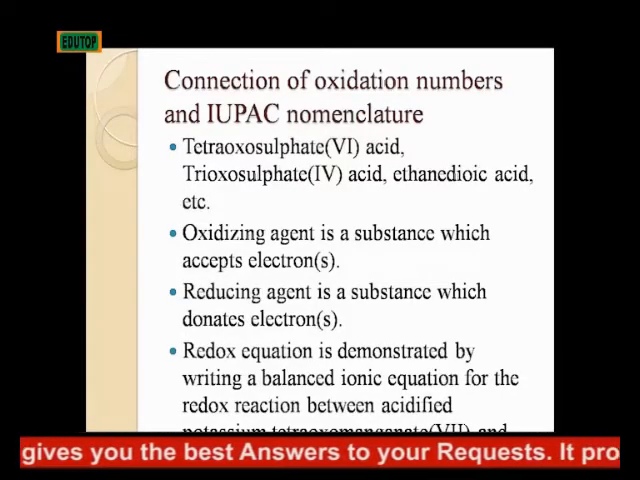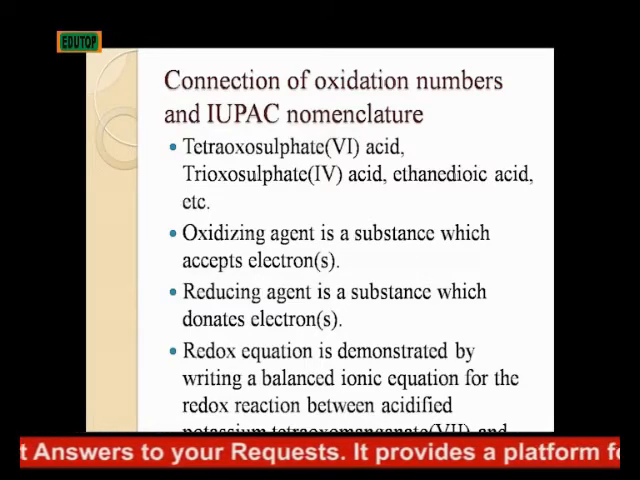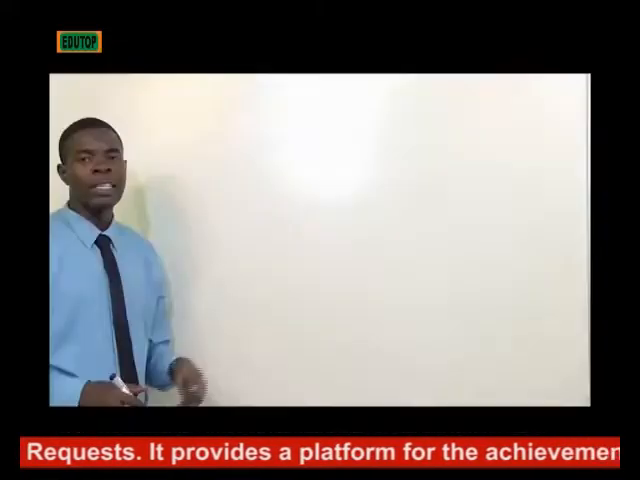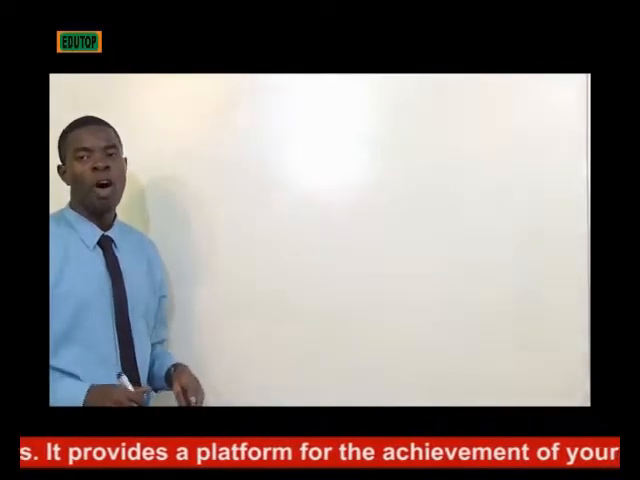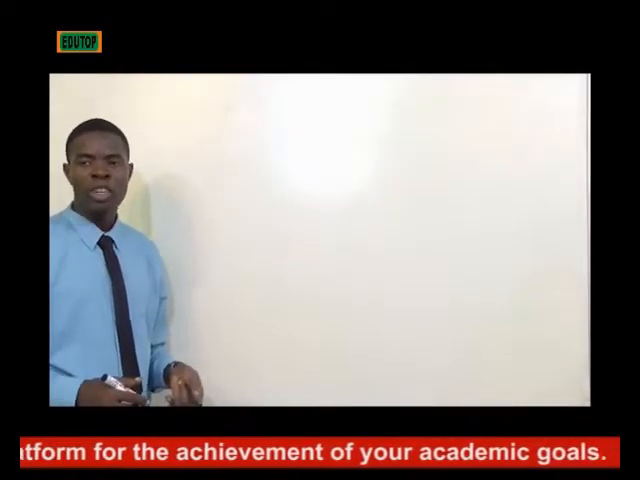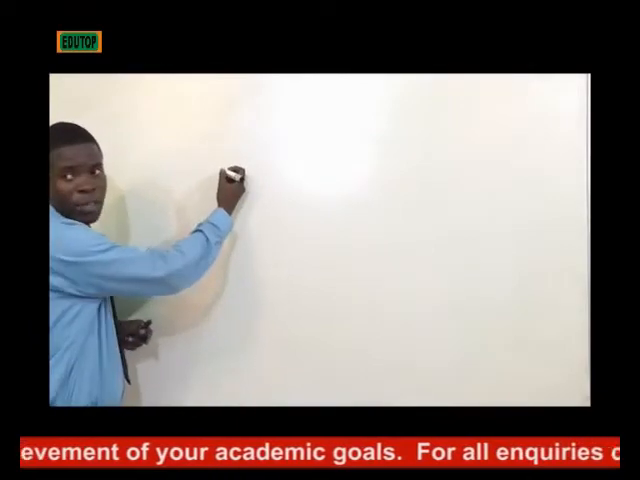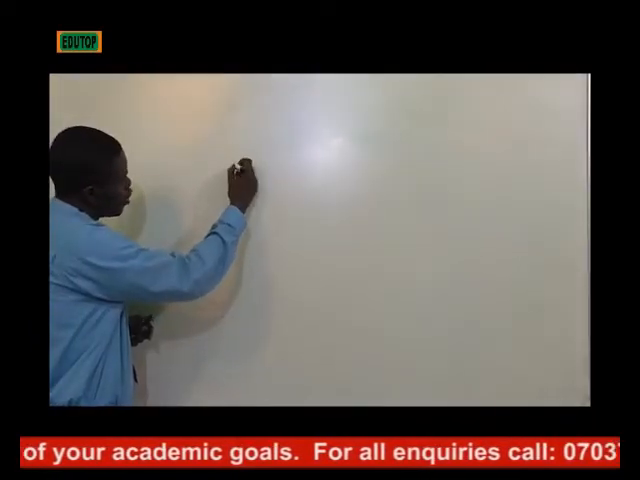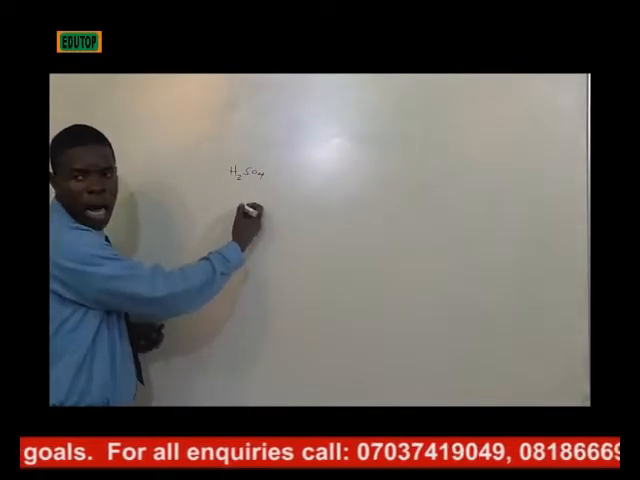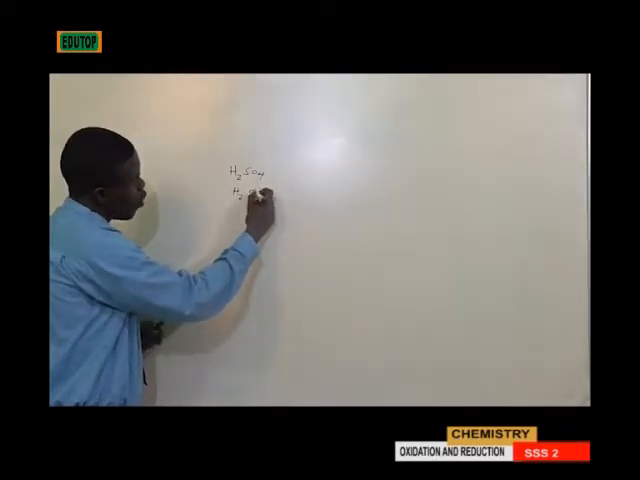Connection of oxidation numbers and IUPAC nomenclature. What is IUPAC nomenclature? The full meaning of IUPAC is International Union of Pure and Applied Chemistry. Nomenclature of these compounds: tetraoxosulfate 6 acid, H2SO4. Trioxosulfate 4 acid, H2SO3.